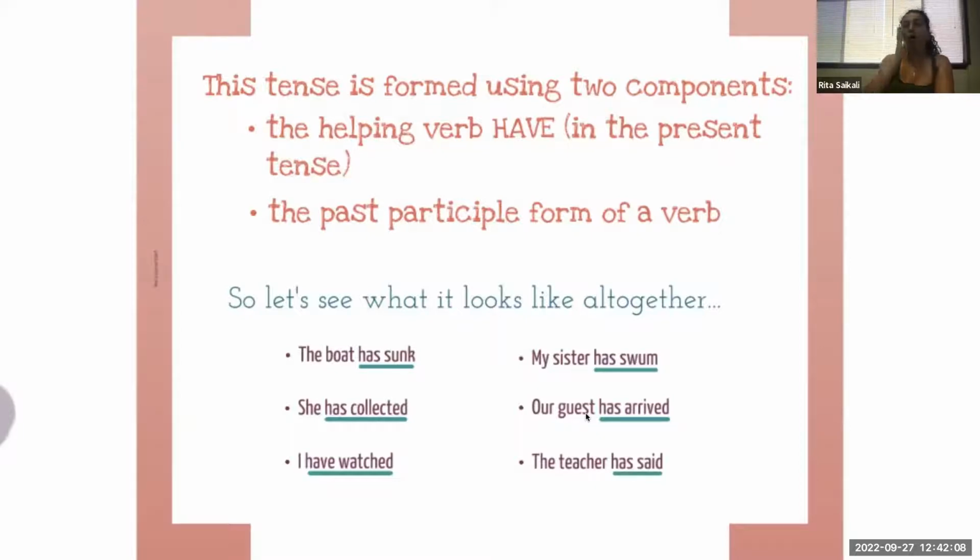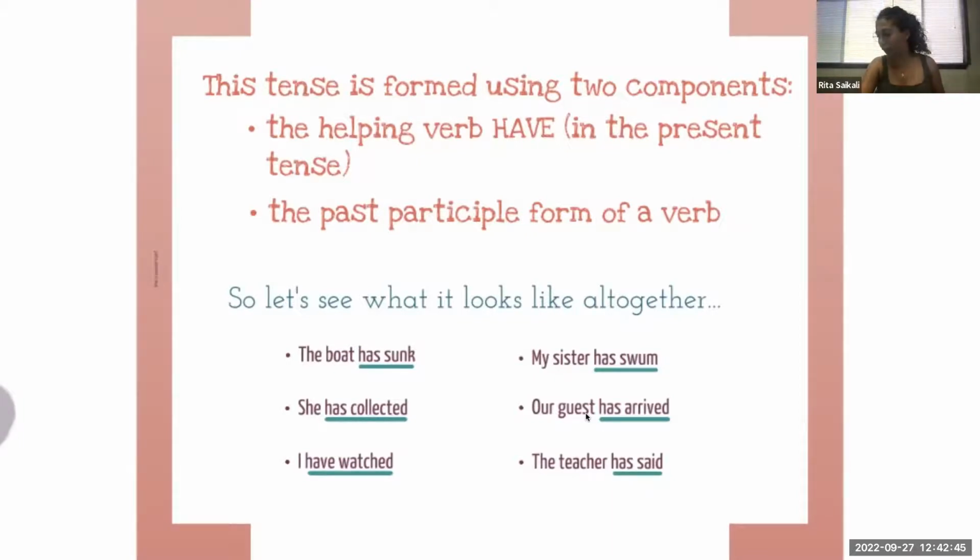Okay, so what we would need is the verb to have in the present, and then the second verb, or the main verb, the verb that the verb to have is helping, is going to be in the past participle. Okay, so the boat has sunk. Okay, has is in the present. Sunk is the past participle of what verb? Can anyone tell me what's the verb sunk in base form? What verb is that?